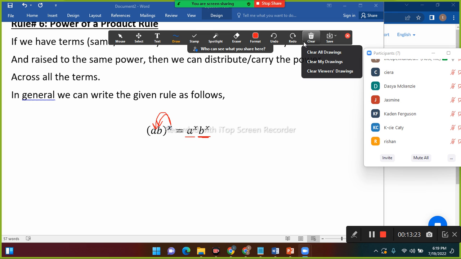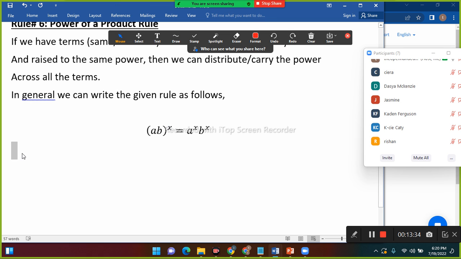So let's consider some examples. Clear all drawings. Let's look at a few examples with this. Let me move that. Can you all hear me? Make sure I can be heard. Yes, sir. Okay. All right.